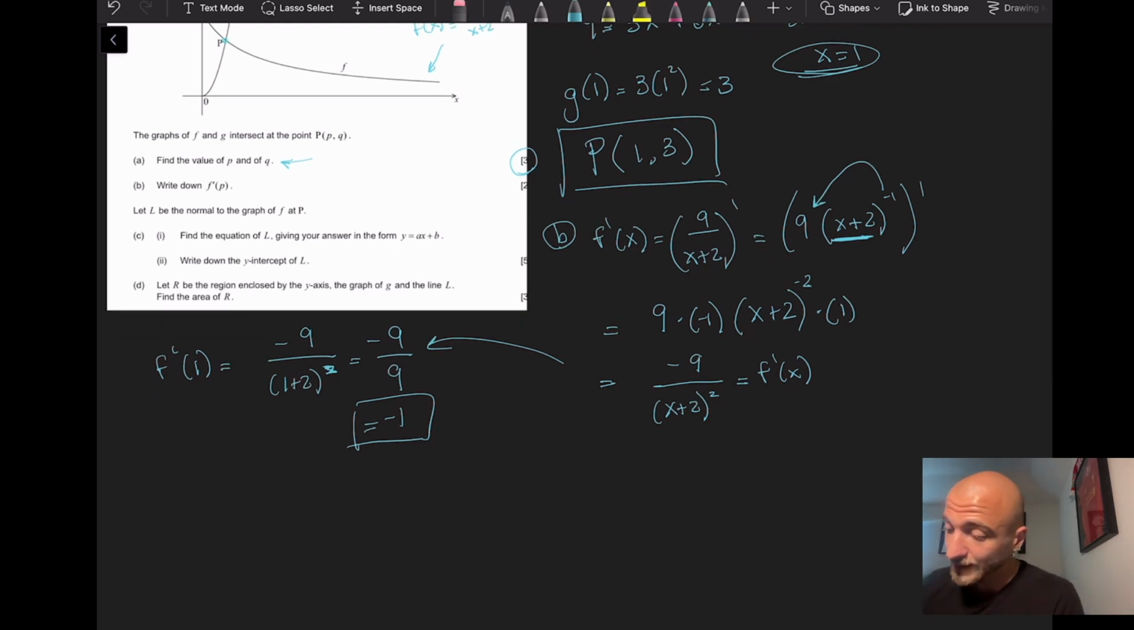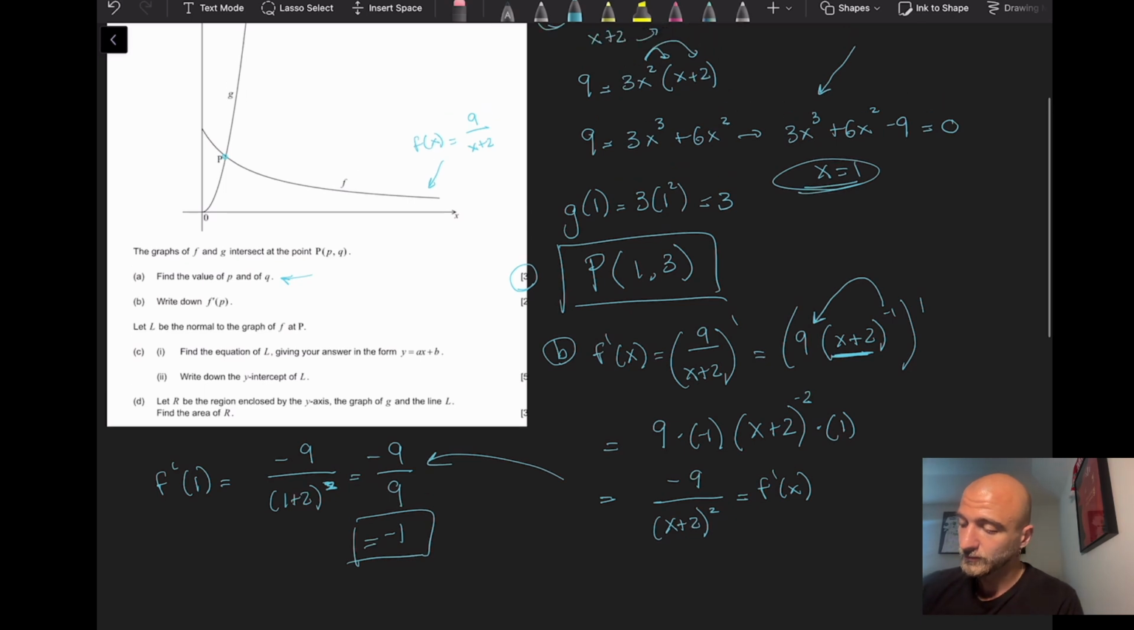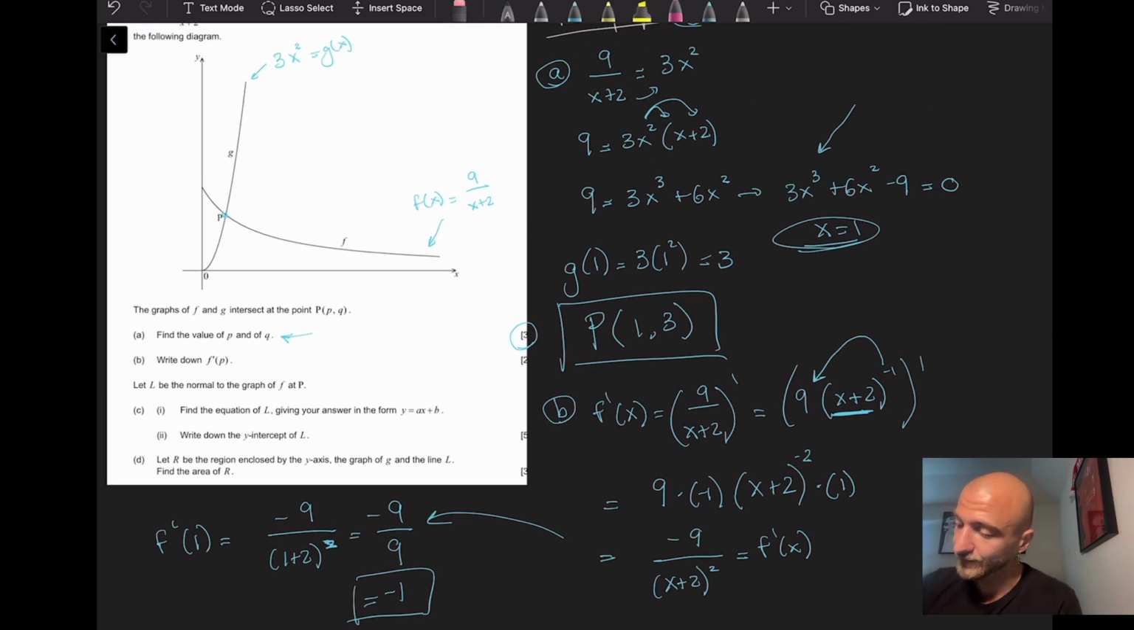Let L be the normal to the graph of f at point P. So the normal, if we were to graph this, at point P, this would be the tangent of f at point P, which means now I'm going to use yellow maybe. That should be good. This would be the normal. Can't really see the yellow, huh? Let's just use blue. This would be the normal, which is what they're calling line L.